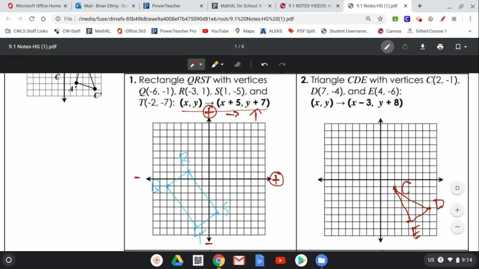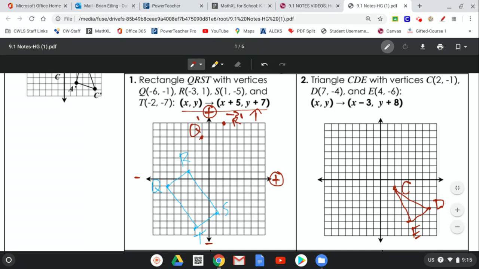So we're going 1, 2, 3, 4, 5, and then 1, 2, 3, 4, 5, 6, 7. Okay, and we get a new coordinate, and that new coordinate is going to be R prime. Okay, so this coordinate right here is R prime. Now we're going to do the same thing with the other 3 coordinates. So Q, again, moving it to the right 5, up 7. So 1, 2, 3, 4, 5, up 7. 1, 2, 3, 4, 5, 6, 7. All right, so that's going to be Q prime.